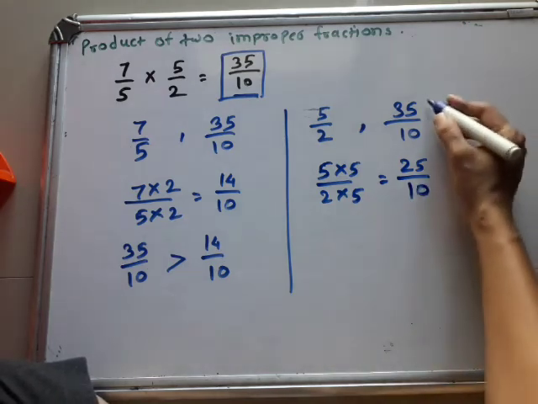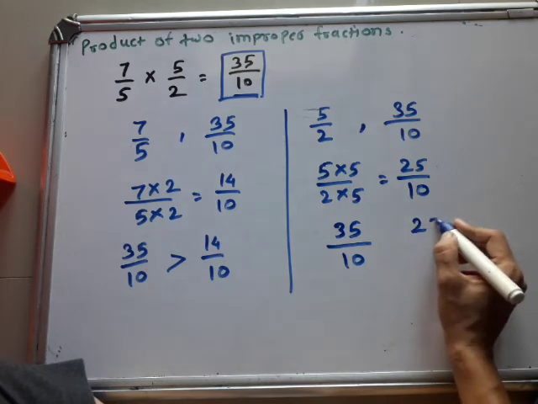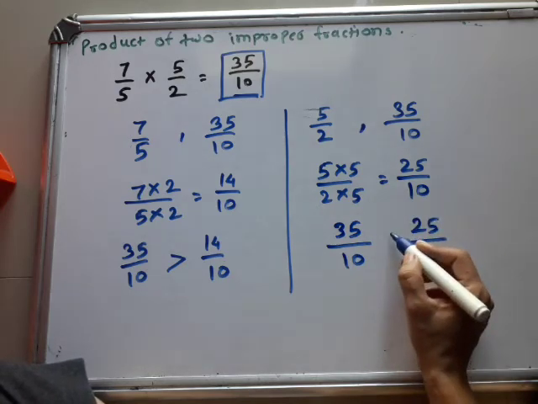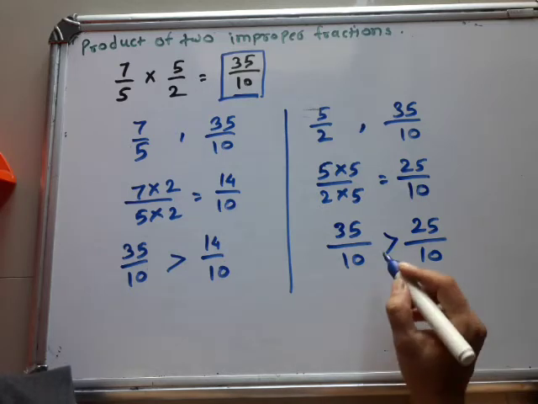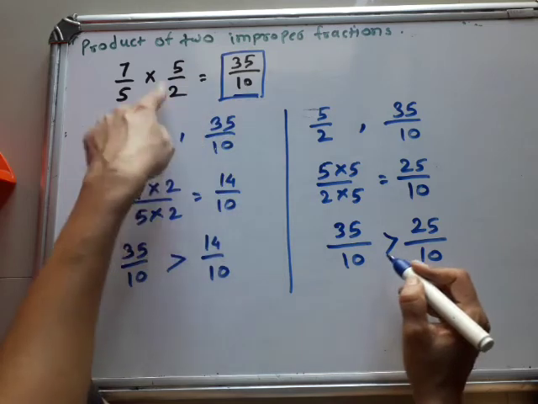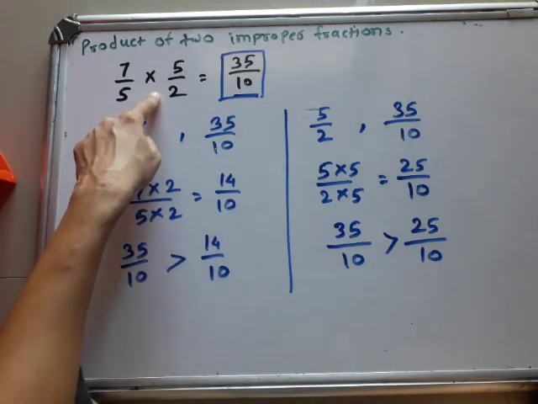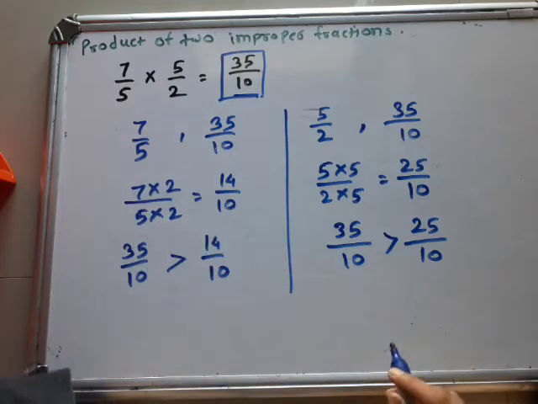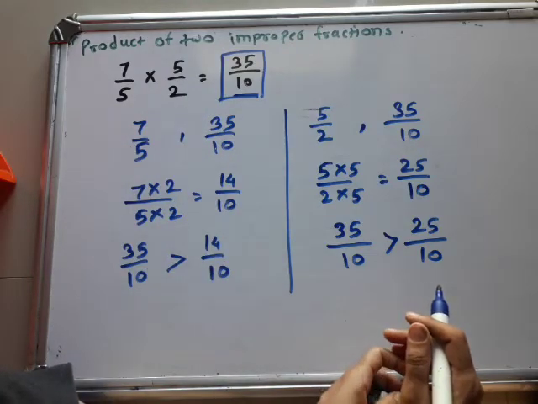Now we get both the fractions, 35 upon 10 and 25 upon 10. Which fraction is greater? 35 is greater than 25. So again this product is greater than the given fraction. Okay, 25 upon 10 means 5 upon 2. So for improper fractions, the product is greater than each of the fractions.